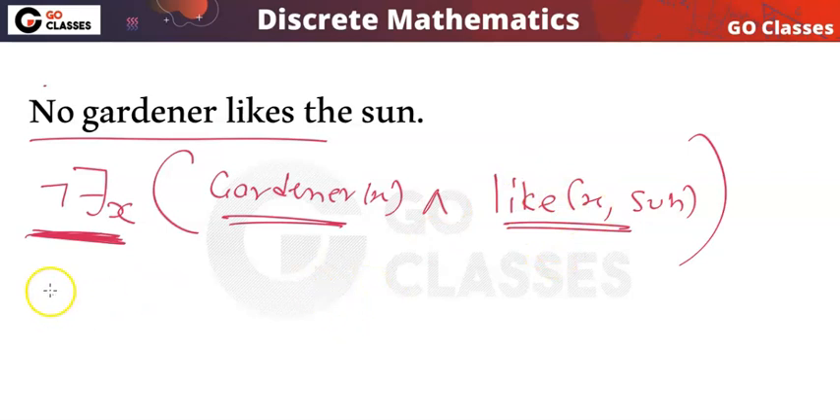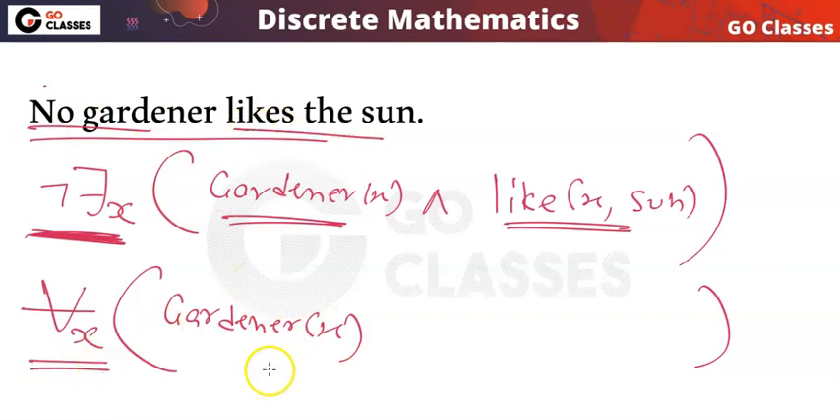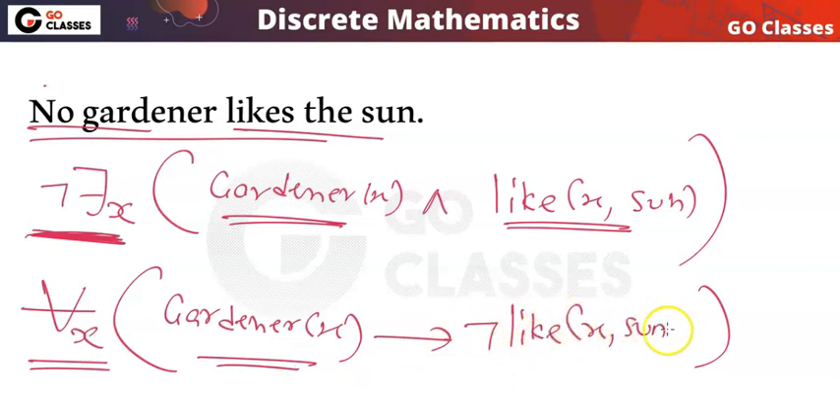Similarly, I can also write that for all x, if it is gardener, because no gardener likes the sun, I can say for all x, if it is gardener then x does not like sun. So this negation means if x is gardener then x does not like sun. Very simple.